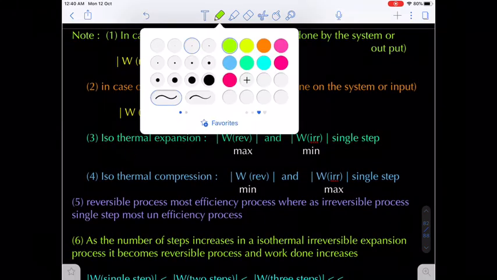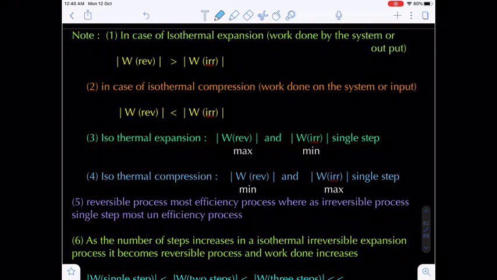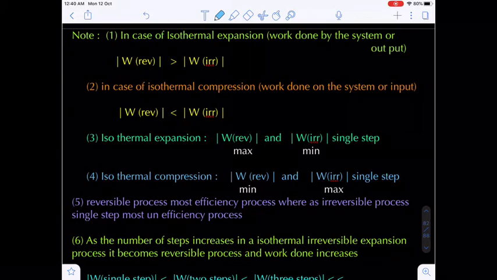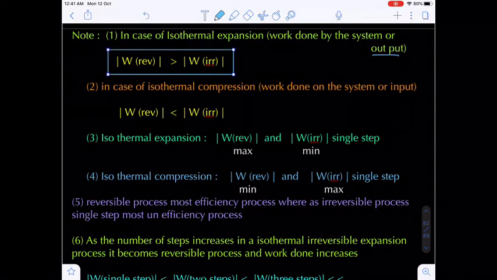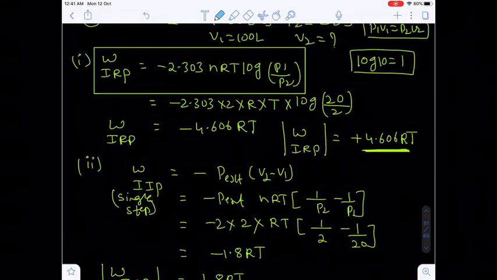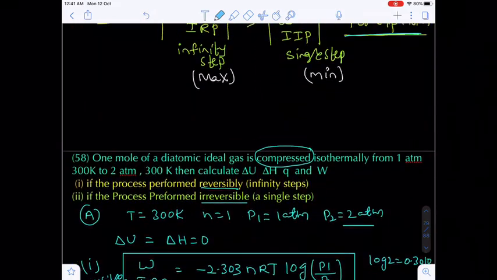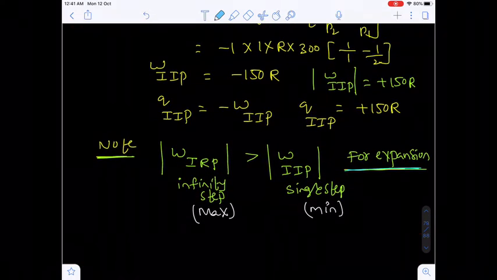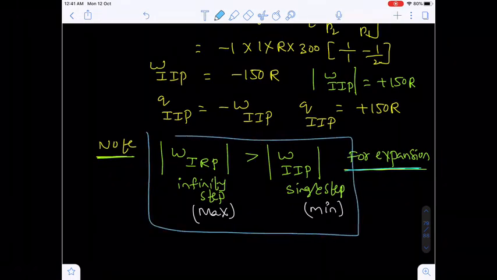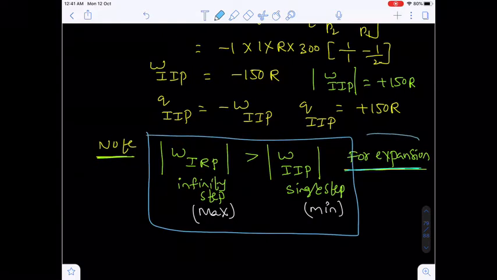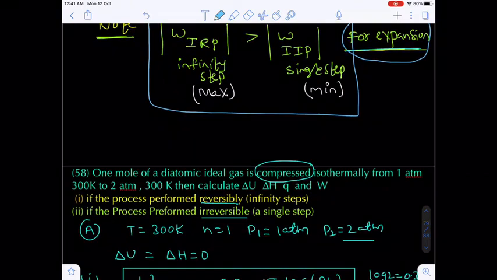And regarding these conclusions, we are explaining some important notes. The first point: in case of an isothermal expansion, that means work done by the system, the output value here, work done in isothermal reversible expansion is greater than isothermal irreversible expansion. We already proved this in this numerical. Work done in the isothermal reversible process will be greater than the isothermal irreversible process. This condition applies for expansion. This is very important.